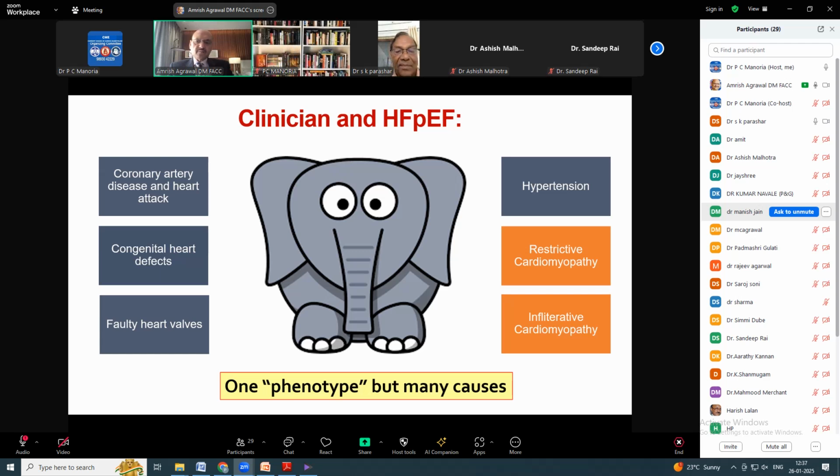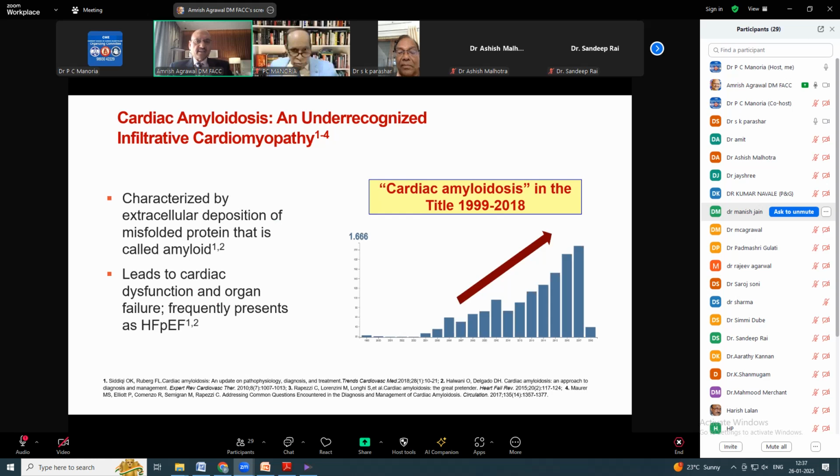Among the infiltrative cardiomyopathies, there are many causes, but today we are going to focus on cardiac amyloidosis, which has been there for a long time, like I said, but is a commonly unrecognized cause of infiltrative cardiomyopathy that can give rise to heart failure with preserved ejection fraction. Since we discovered the new therapeutic and diagnostic modalities, there has been tremendous research and an upbeat in the number of research papers. As you can see, the number of research papers is continuously increasing.